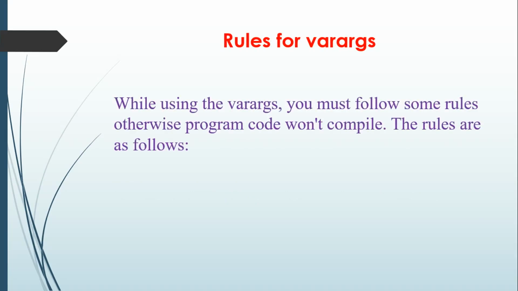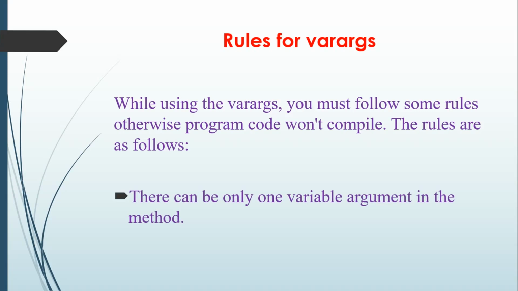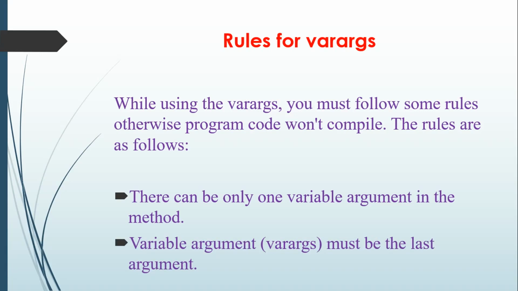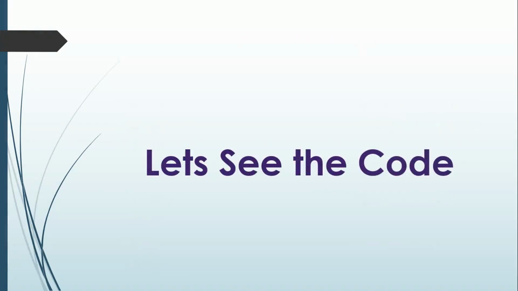While using VarArgs, you must follow some rules, otherwise the program code won't compile. The rules are as follows. There can be only one variable argument in the method. Second, the variable argument must be the last argument, so we don't place the variable argument as the first argument. We have to place it as the last argument, and we maintain only one variable argument in the method. So let's see the code for how we can implement the variable argument, that is VarArgs, in Java.